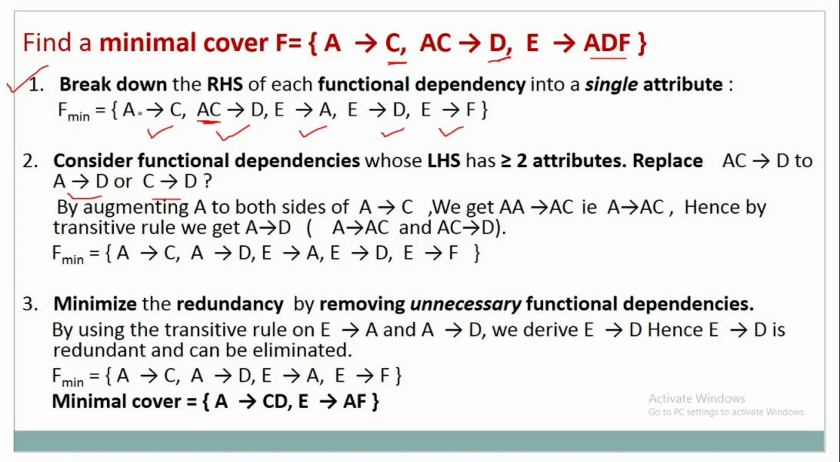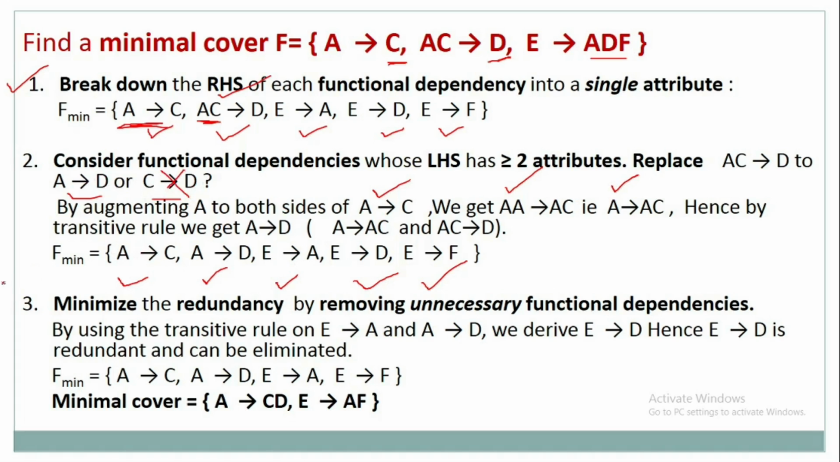For that we need to concentrate over here. By augmenting, have a look at this: A determines C. By augmenting A determines C on both sides with A, we get A determines AC. Whenever A determines AC, we have AC determines D over here. So based on the transitive rule, we have A determines D. So I can say we have A determines C, A determines D, E determines A, E determines D, and E determines F. We just got A determines D, not C determines D.